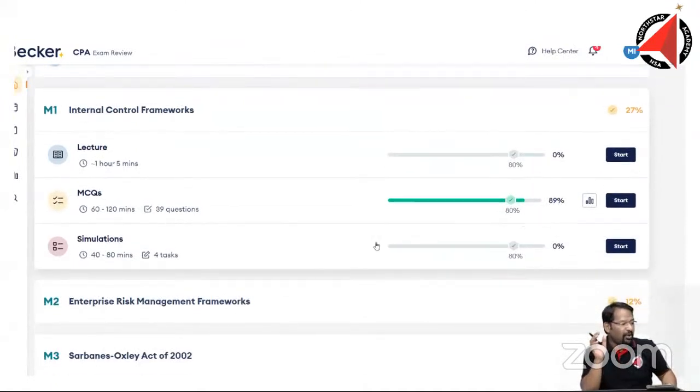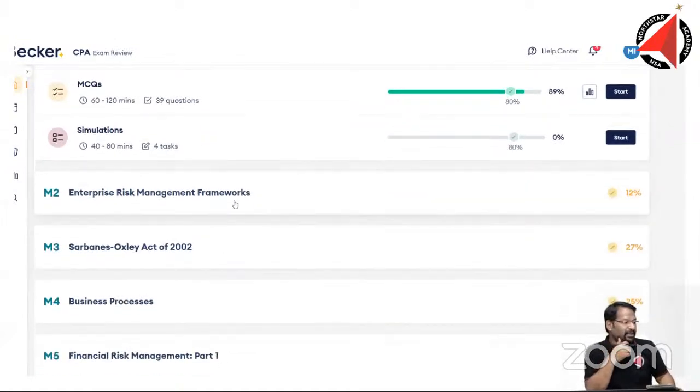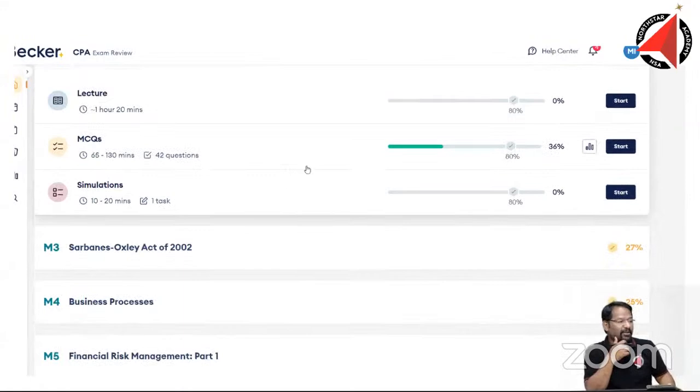You should have done all the 39 questions and the 4 tasks by the time I finish the same week. Similarly, if we are done with the enterprise risk management framework, by the same week you should be done. Before the next topic starts, you should be done with 42 questions and 1 task.